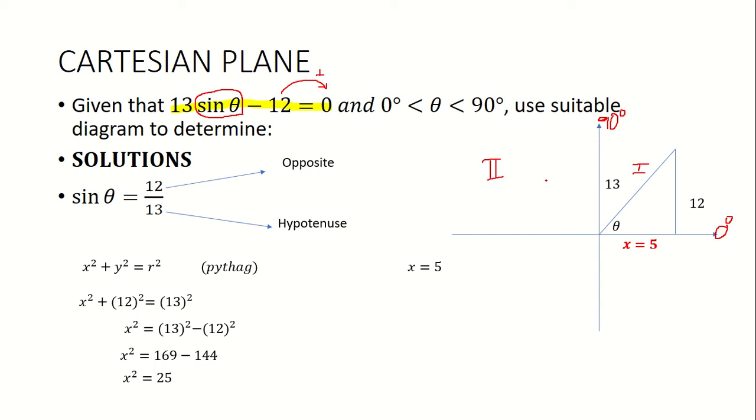In the second quadrant, x is negative, but y is positive. In the third quadrant, both x and y are negative. If your diagram lies in the third quadrant, you must just remember that the x value must be negative and the y value must be negative. But you need to remember, guys, your hypotenuse will always be positive.